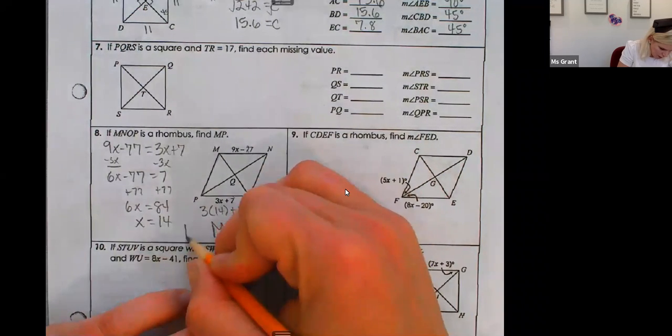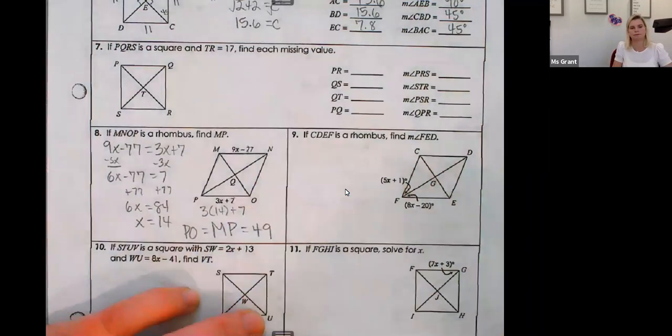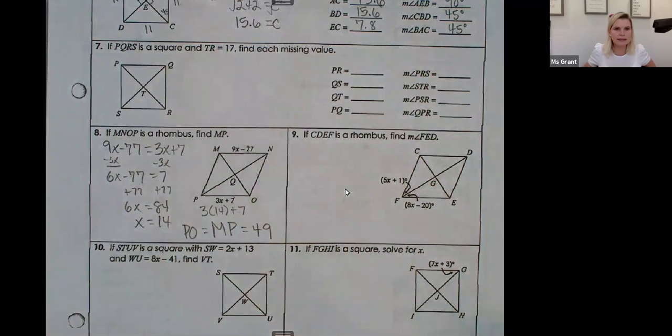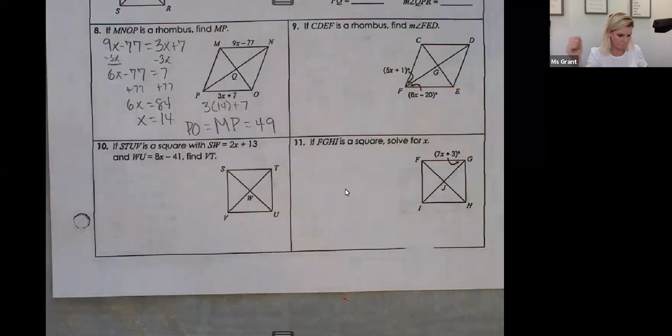MP is equal to PO, by the way. They're all the same. 49. Because all four sides are congruent. It's literally a square that's just shifted. So the sides are still the same length. All right, last one is just the square. Okay.